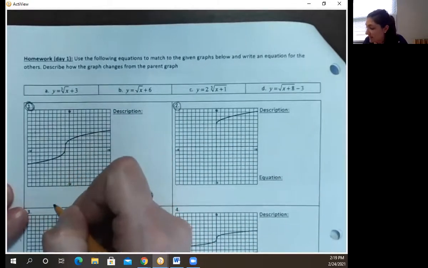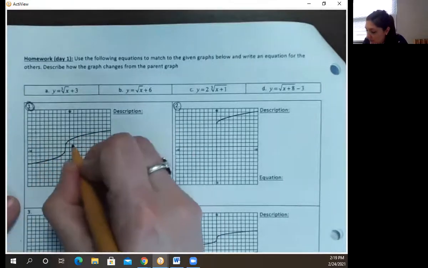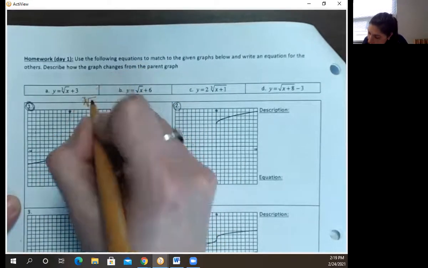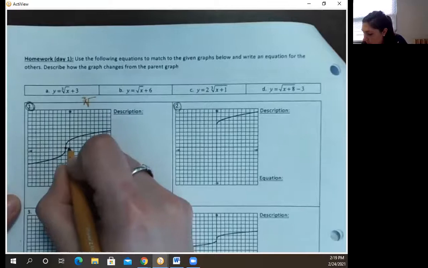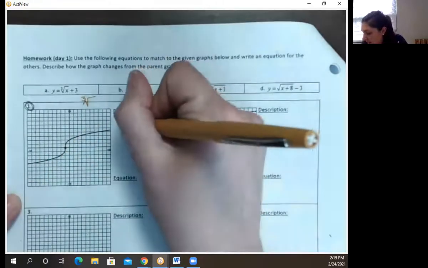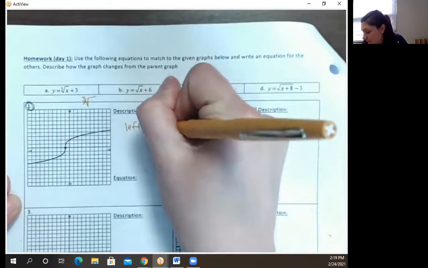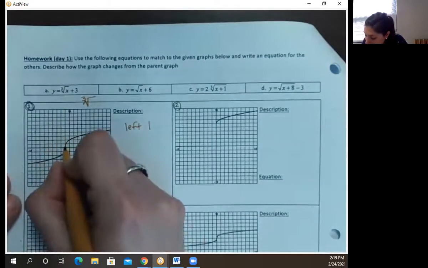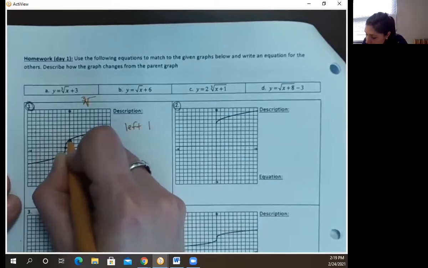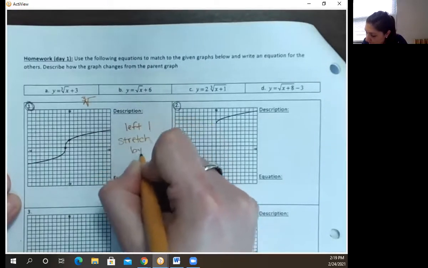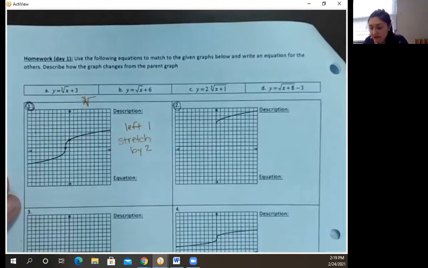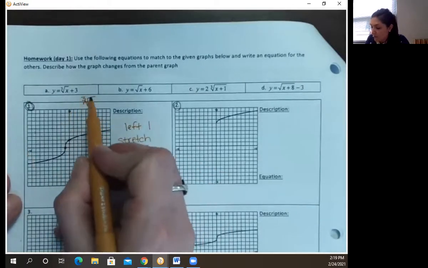Again, I'm going to start by identifying the function that I have. This would be the cube root function. So I can see that my center point here is moved off the origin. We've moved to the left 1. And then if I look for my next point, it should be up 1 and over 1 from that key point, but this time it's up 2 and over 1. So I've also stretched this. So I'm looking for a function that would shift to the left 1 and stretch my graph by 2. And it must be a cube root function.